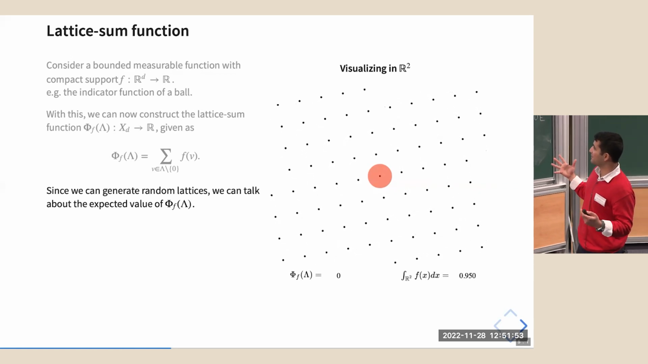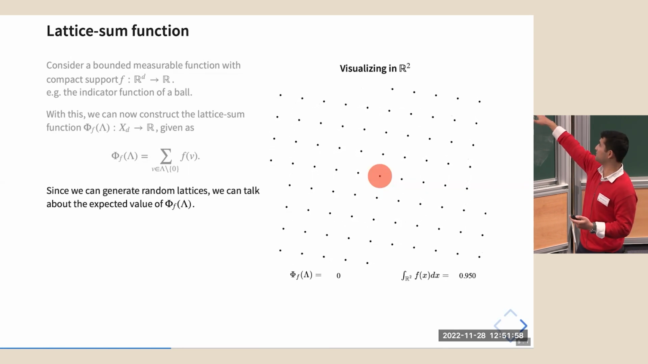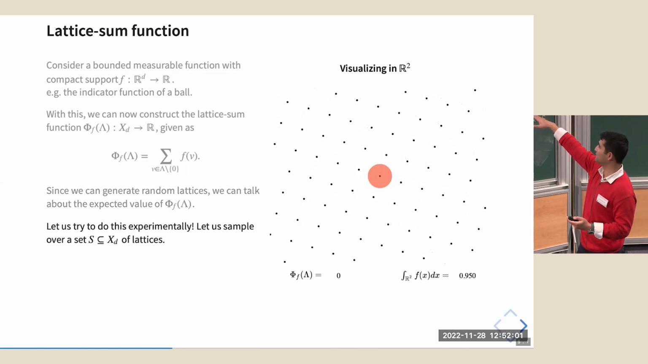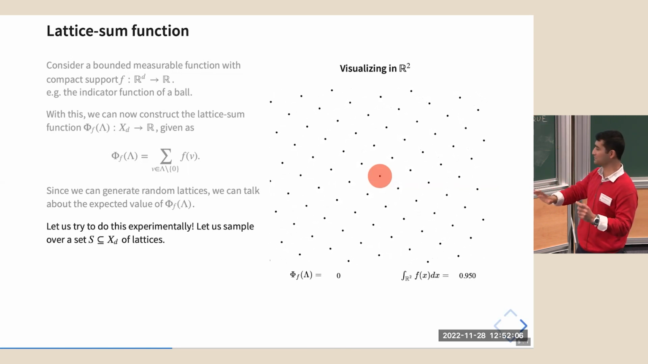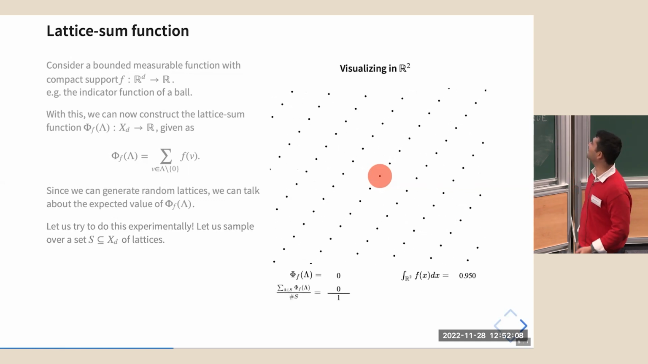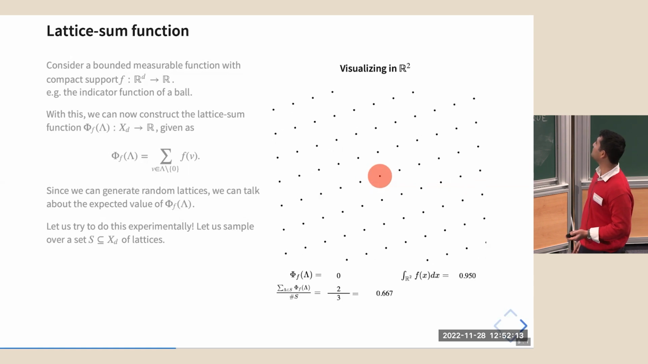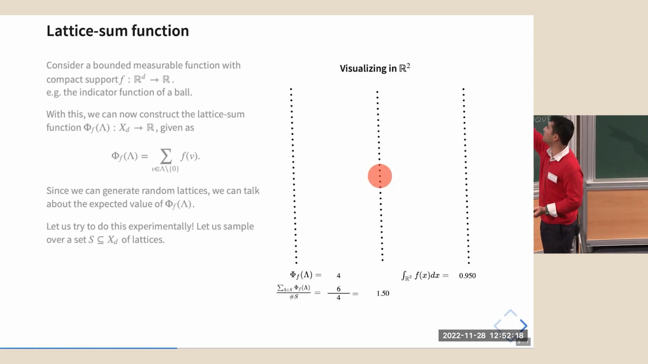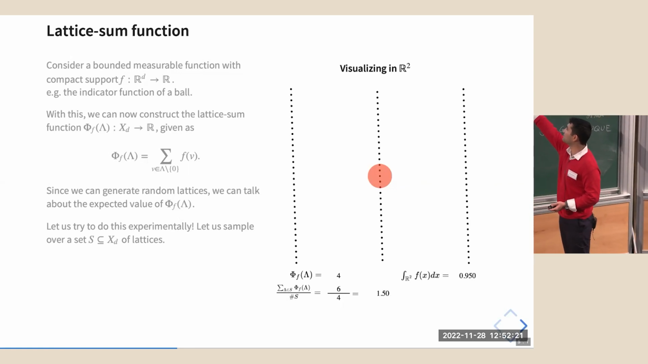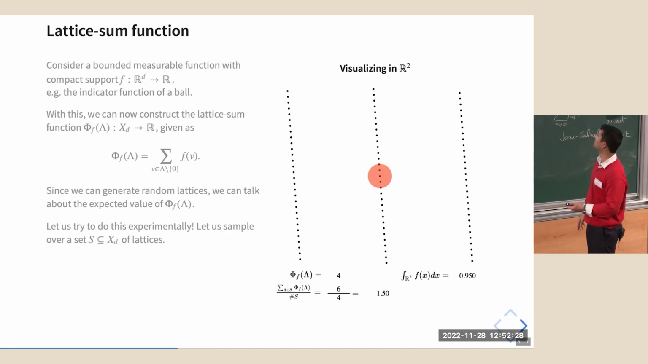And we can generate random lattices, so we will talk about the expected value of this random variable as we vary lambda, okay? And now this is an experiment that is going to happen in this computer on JavaScript. These are some random lattices that I'm producing. And I'm trying to count what is the expected value of the lattice sum as I sample these random lattices experimentally.